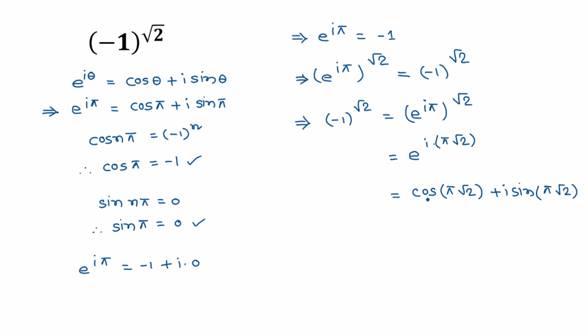Now find the approximate value. We can write the value of cos of pi square root of 2 as negative 0.266, and the value of sine of pi times square root of 2 as negative 0.964 of i, and this is the value of negative 1 to the power of square root of 2.